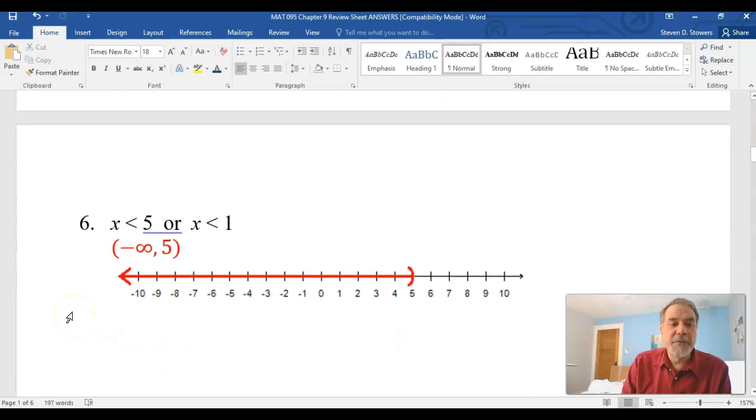X is less than 5 or x is less than 1 looks like this. Now we're including all of these numbers that are less than 5, even though they're not less than 1. You just have to be one or the other if the word "or" is there. So these are all the numbers that are either less than 5 or less than 1. And this is the interval from negative infinity to 5.